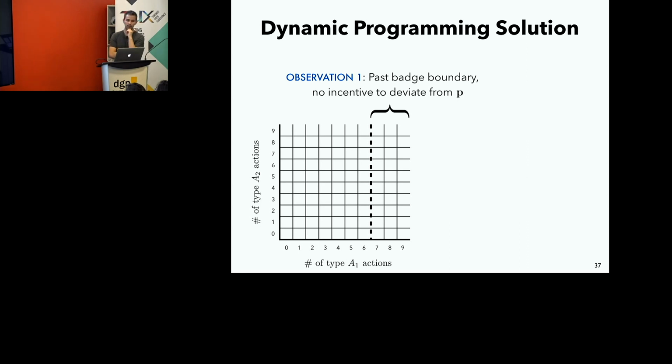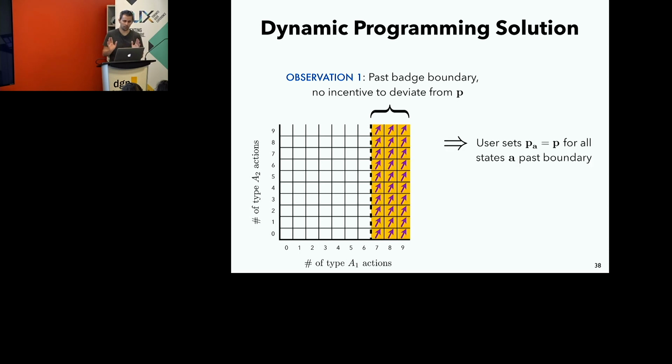So first of all, past the badge boundary, there's no longer any incentive to deviate from my preferred mix over actions, right? I've already won every badge there is to win. I might as well just do what I want to do now. So past the badge boundary, I'm always going to just choose my purple direction, my preferred direction.